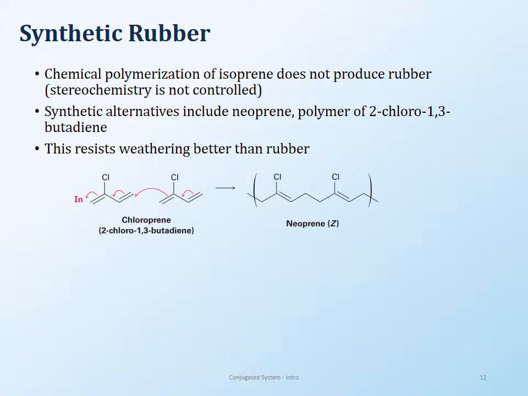In synthetic rubber, you still have the same kind of structure. This is not exactly isoprene, but you still have something going on at the second carbon, and then you still have the two double bonds in here. So in this case, you can see that this is not a simple hydrocarbon anymore. We have actually chlorine in here. So when you polymerize this one, you end up getting something totally different.